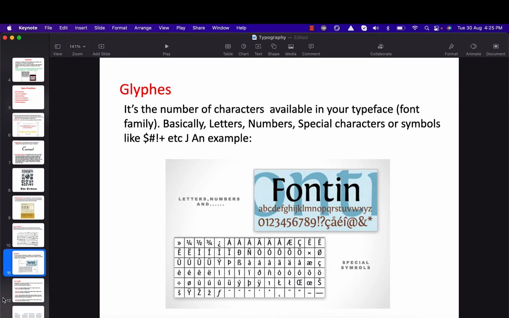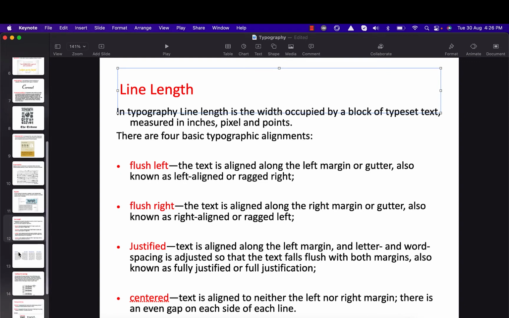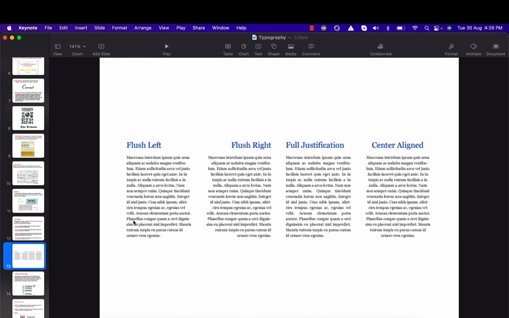Okay, so then we have line height. In typography, line height is the width occupied by a block of typeset text, measured in inches, pixels and points. There are 4 basic typographic elements: flush left, flush right, justified, center. This I will explain to you with visuals. So this is what I'm talking about. Flush left, flush right, flush justification, okay, center line.